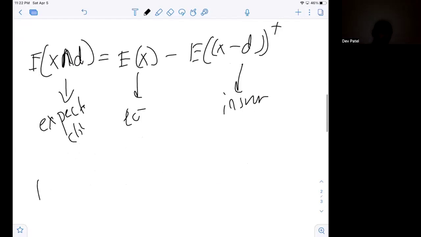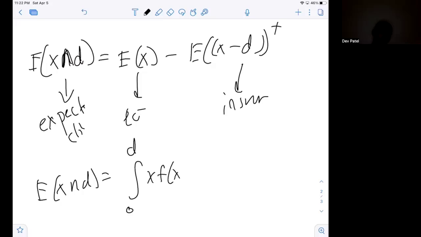Now the expected client payment, you can think of as the integral from 0 to d. If it's 0 to d, the client is paying all the total losses. Then if it reaches d, the insurer is going to kick in and provide for those losses, and the max that the client pays is d. So this is the integral format of that.